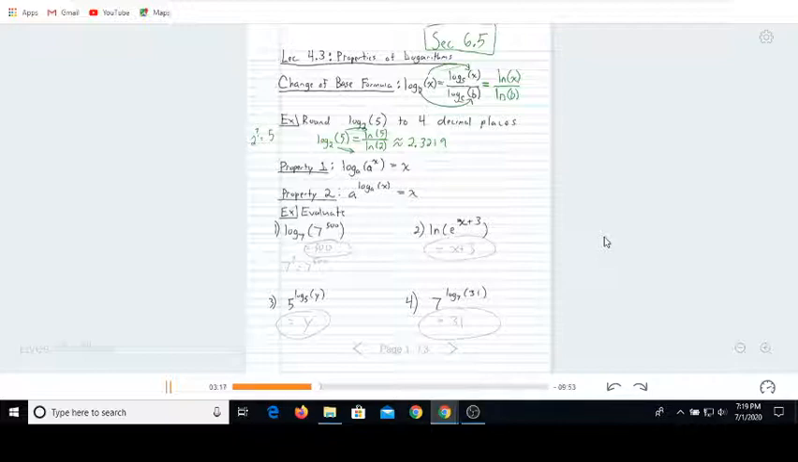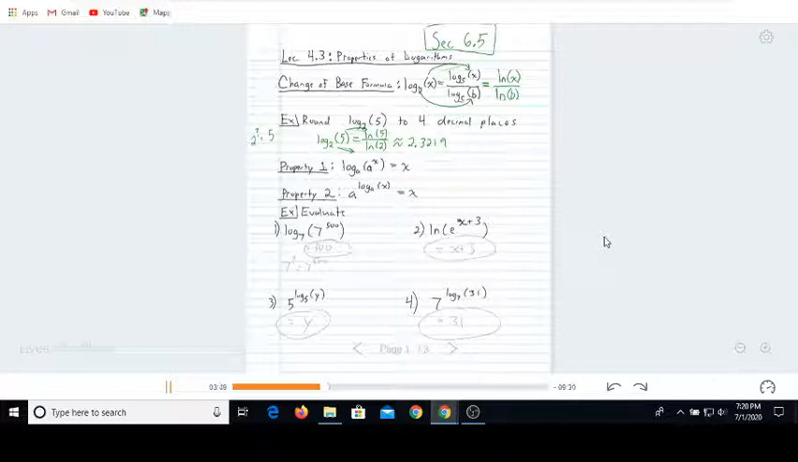We're going to go ahead and move on to property 1 and 2. Property 1 and 2 basically state that if you take a base A exponential and put it inside of a base A logarithm, they will cancel out. Property 2 says if you take a base A logarithm and put it into a base A exponential, they'll cancel out. So, we already talked about this.